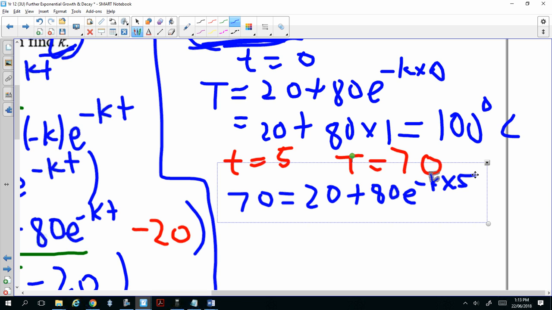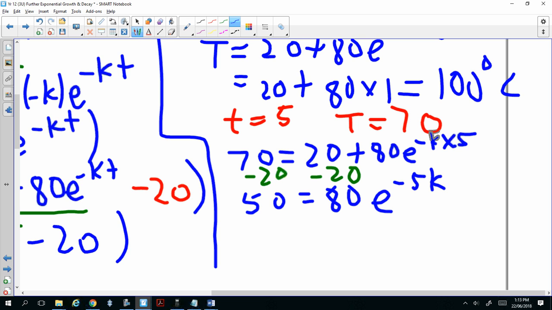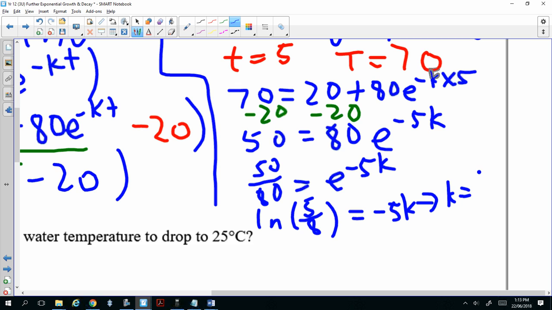So this is Extension 1, so you do have to do a bit more steps. So just subtract both sides by 20, which you will get 50 equal to 80 e to the power of negative 5k, like that. And then after that, divide by 80. So 50 over 80 equal to e to the power negative 5k. And then you just ln both sides. So ln of this, notice I cancel the 0, equal to negative 5k. So k equals negative 1/5 ln 5 over 8.